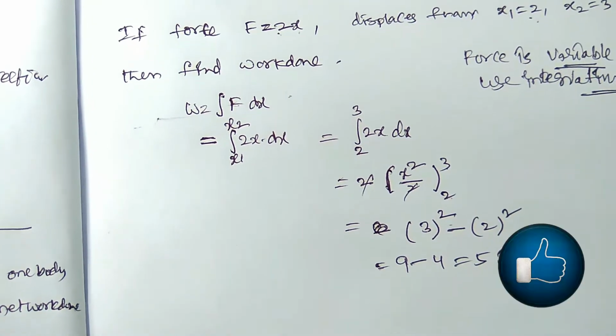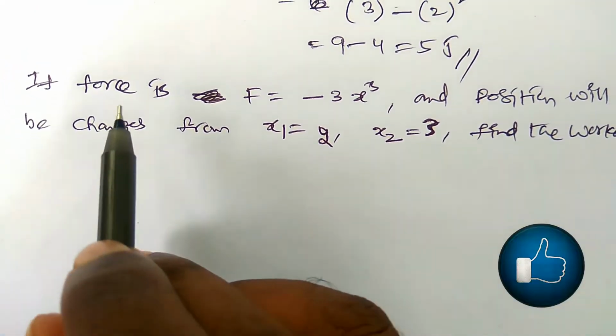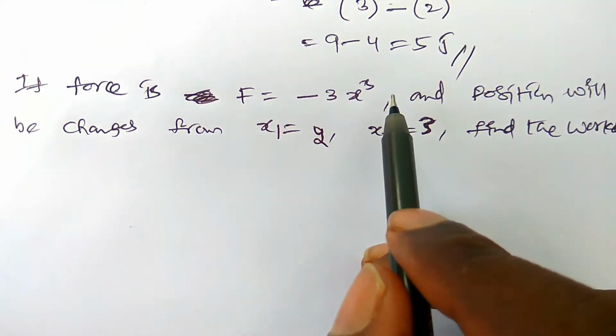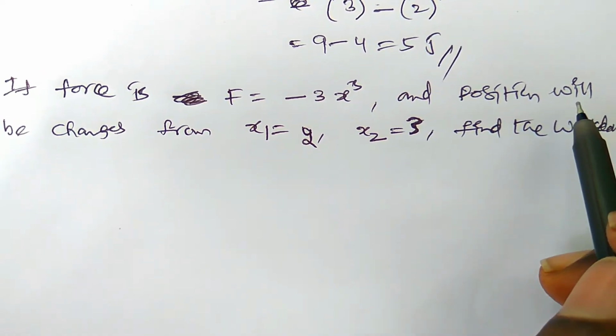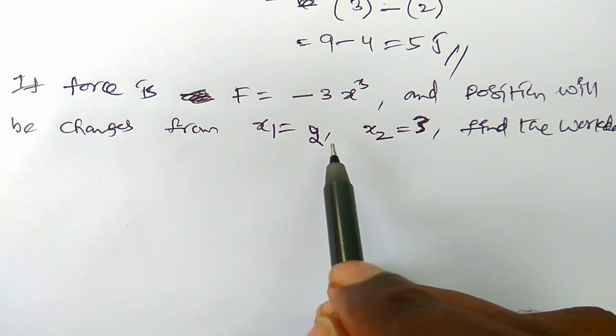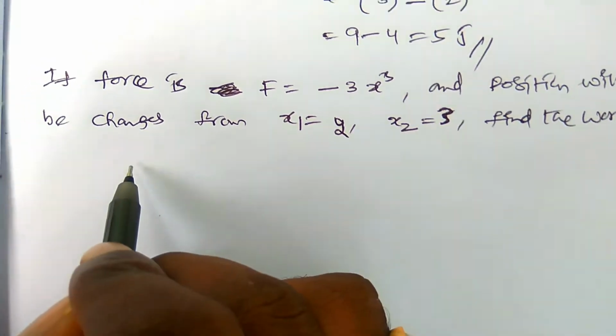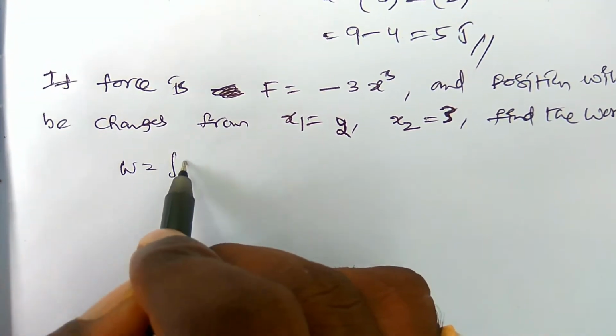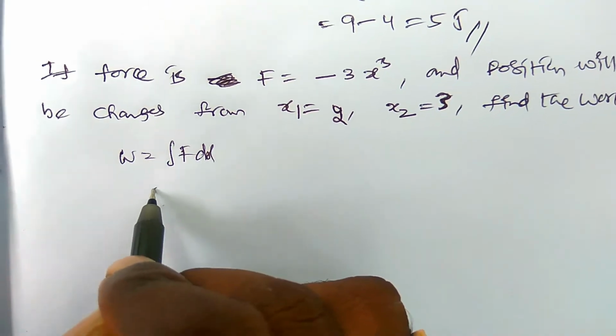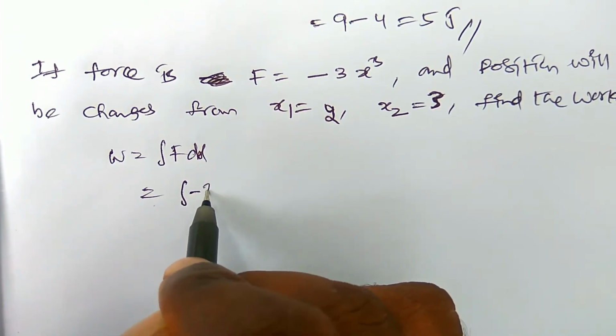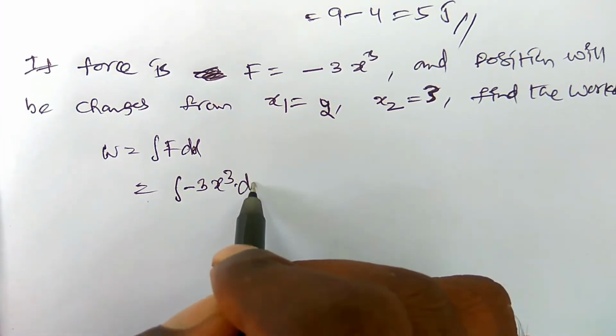Okay, so here is one more example. If force F is equal to minus 3x cube, and position changes from x1 is equal to 2 to x2 is equal to 3, find the work done. So here the work done W is equal to the integral of F into dx. F is nothing but minus 3x cube into dx.